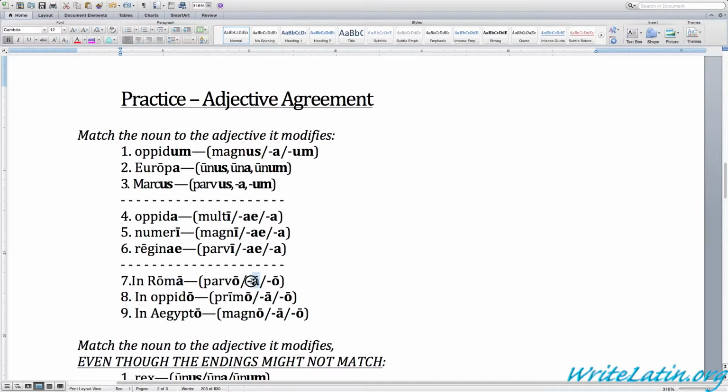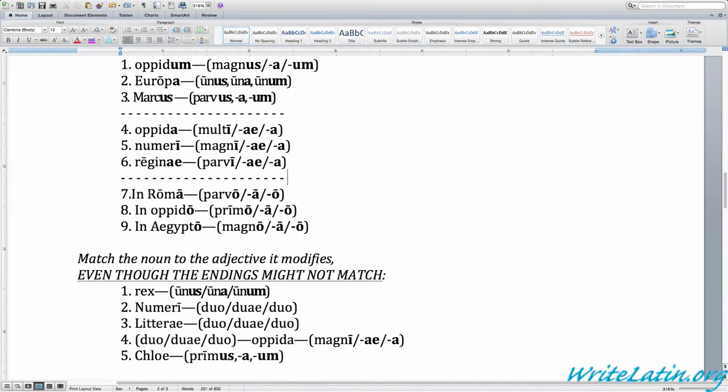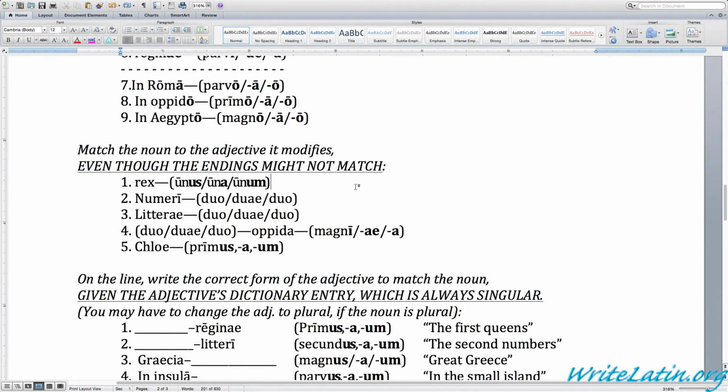In Roma parva. In Oppido primo. In Aegypto magno. So, really, there's nothing to these. Hopefully you can do them. Big town, Europe, small Marcus, little Marcus, many towns, great numbers, few queens, and so on. In little Rome, in the first town, and so on, in Great Egypt. Let's move on to the next group.